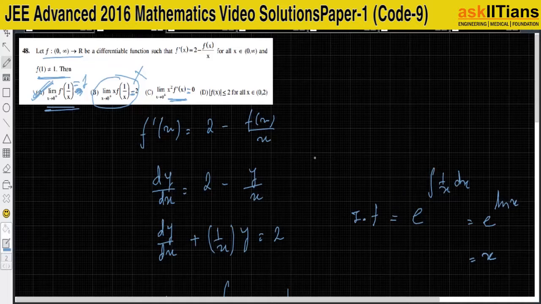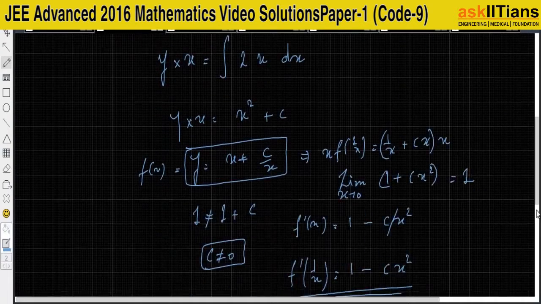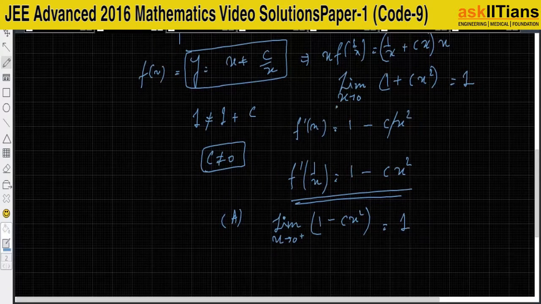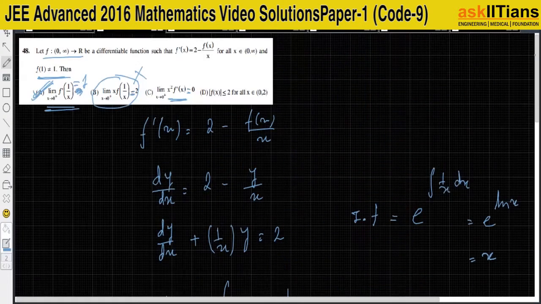X square and f dash x, again we can find out f dash x. Multiplied by x square, I'll get x square minus c, and limit x tending to 0. Again, if limit is x tending to 0, I'll get minus c. So this limit will be equal to minus c, and it's given in the question that c is not equal to 0, so that's why this limit is not equal to 0. So this option is also not correct.